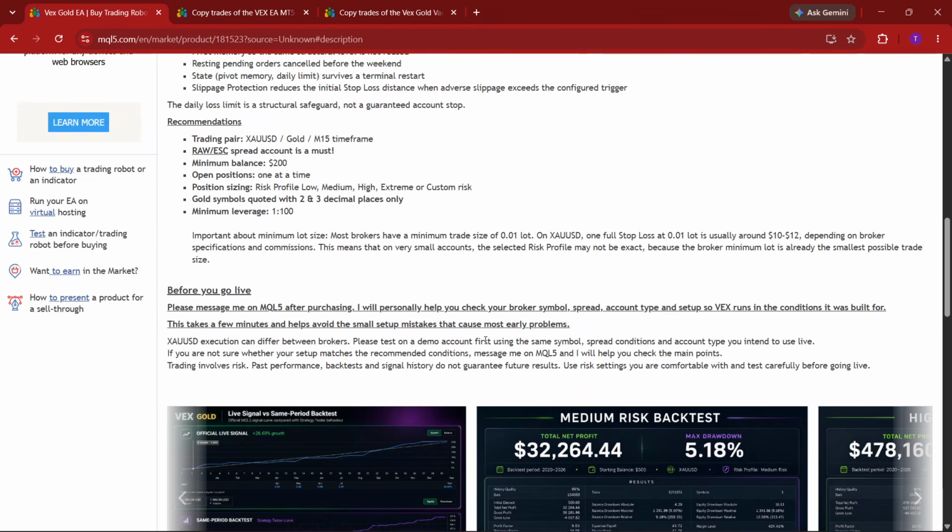Now, who is this actually for? Traders who already understand gold breakouts on proper raw ECN accounts, can handle 8 to 10% drawdown periods, and want a single position system with optional prop controls will find it suitable. If you are looking for smooth monthly returns every month, or you are stuck with high spreads, this probably isn't the right fit for you.